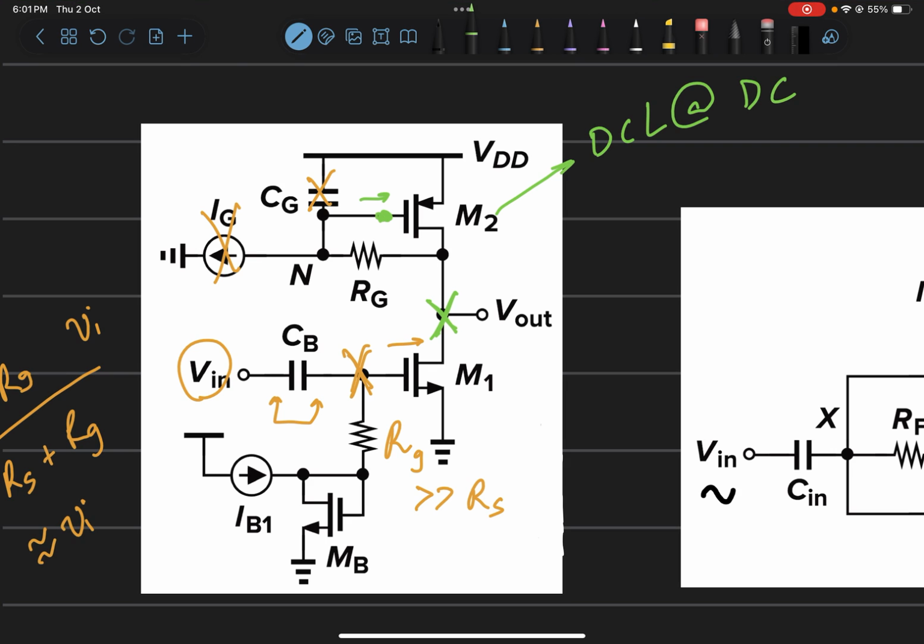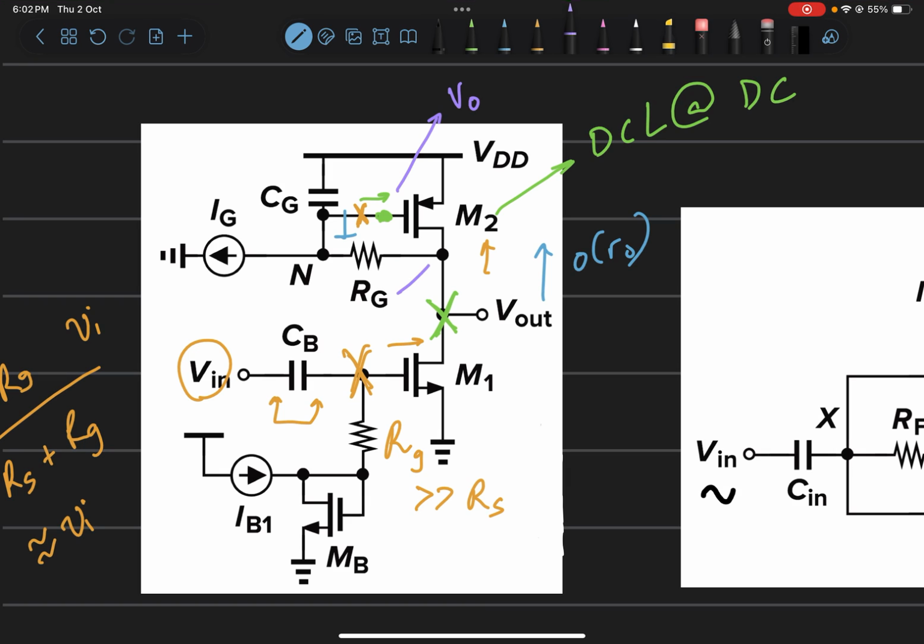Now the next thing is, why do we have Cg and Ig? So Cg is just to incrementally ground the gate of M2 such that the looking in impedance here can be of the order of R0, because if we don't have Cg, then we will have some swings at this node and we want to minimize those swings so that the looking in impedance here will be RO2, which will come in parallel with RO1.